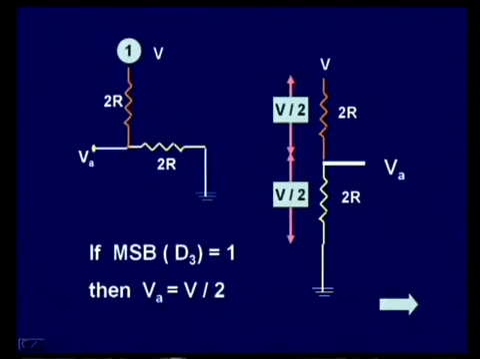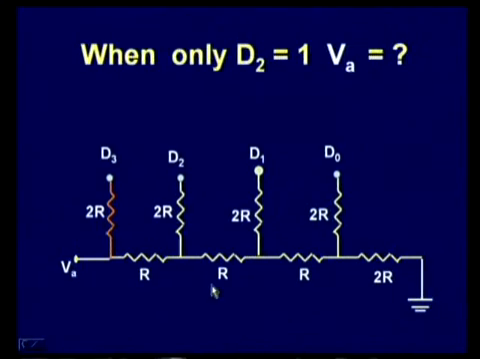Hence, if the MSB, in this case D3, is high, then the analog value will be half the value assigned for the digital high. So, VA is equal to V by 2. Then we come to the next bit. If the D2 bit only is high, what will be the value of analog voltage? In this case, once again we apply the same concept, that to the right of a node the impedance is 2R.